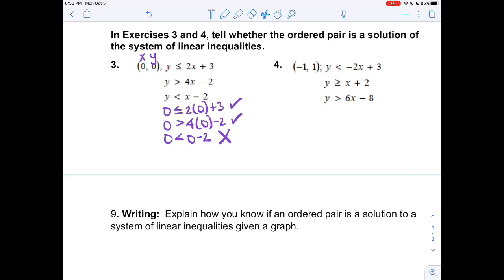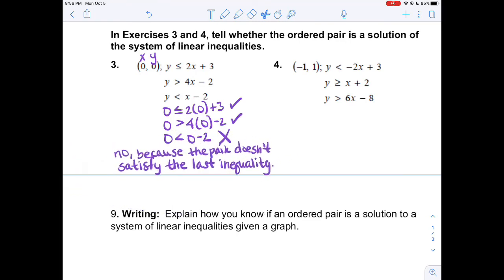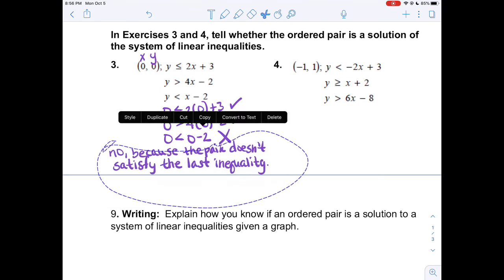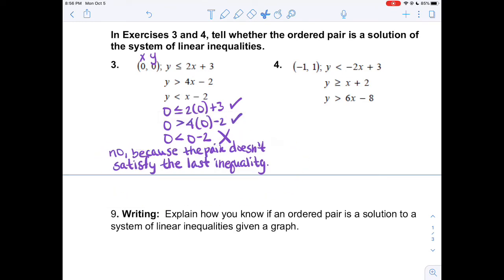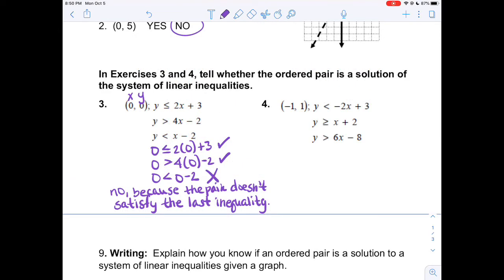Because one of the inequalities was not satisfied by the ordered pair, we have to say that no, the ordered pair does not satisfy the system of inequalities. It's not a solution because it doesn't satisfy the last inequality. Let's take a look at another one.